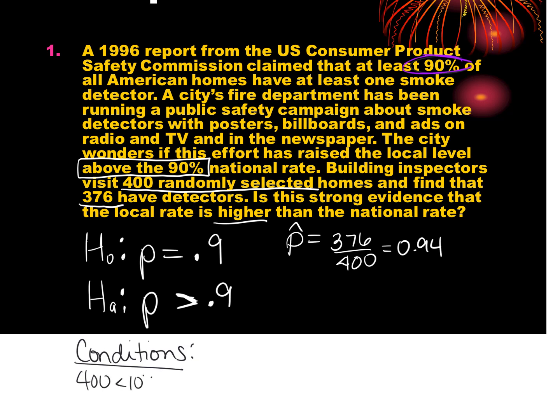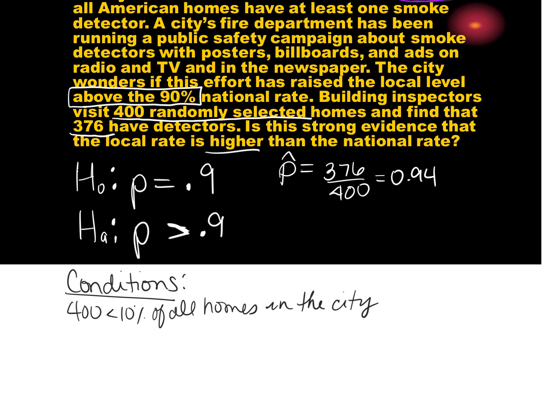So our conditions: 400 should be less than 10% of all homes in the city. That's probably pretty reasonable considering the fire department had enough money to run ads and billboards and posters and radio and TV commercials. That's a big fire department, right? They're really trying to make a big effort. So it's reasonable to say that's less than 10% of all homes in the city. Does it tell us the sample was random? 400 randomly selected homes. So the sample was random.